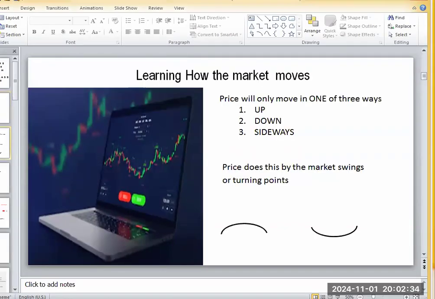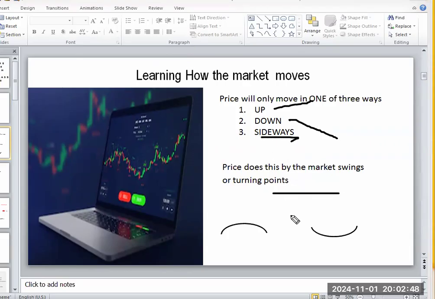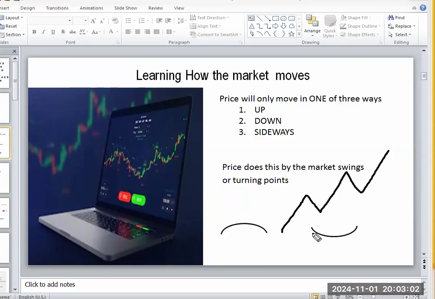We know that market moves in one of three directions. Either it goes up or it goes down or it goes sideways. So when you have a market going sideways, we talked about this last time. As it's moving up, it leaves clues. So this is an up move. It leaves what we call swing points, or turning points. It leaves clues for us to see where these turning points are.